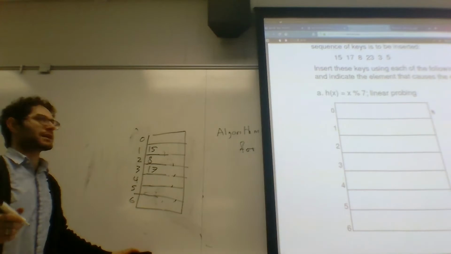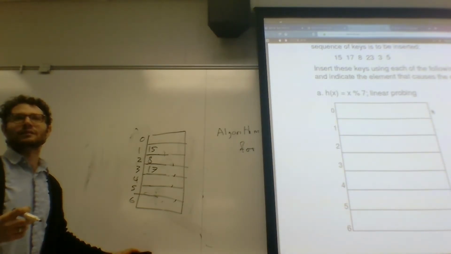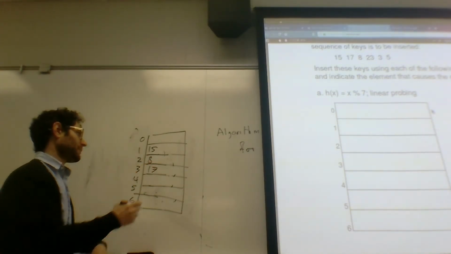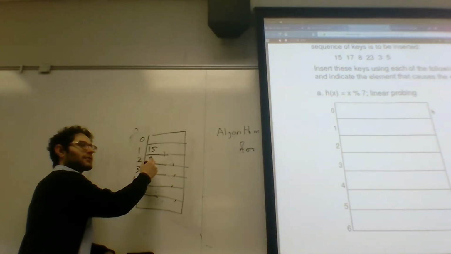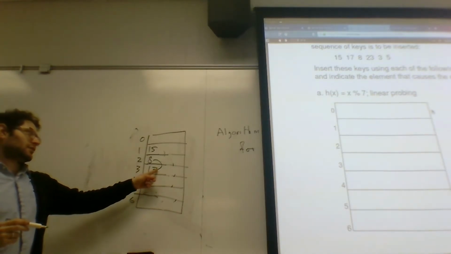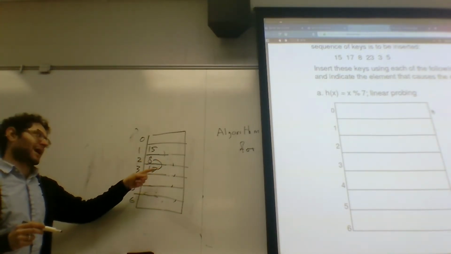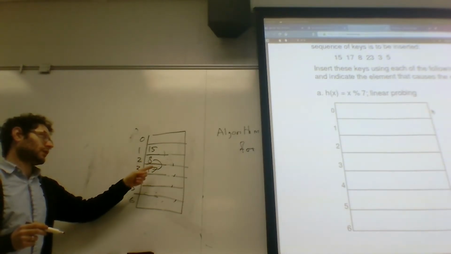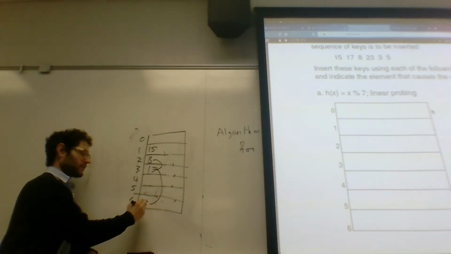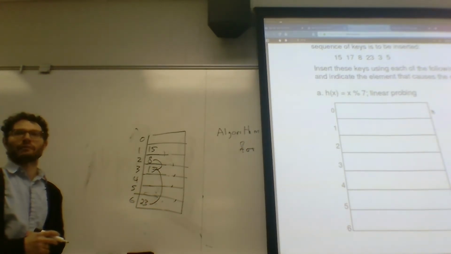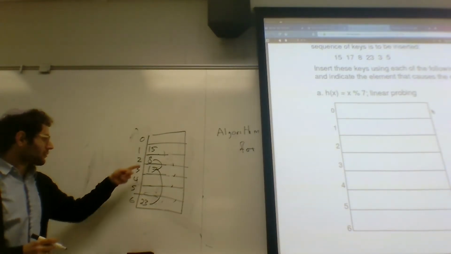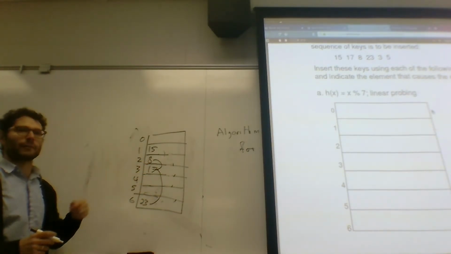Now 23 gets inserted. What's 23 mod 7? 2, right? 23 mod 7 gives us 2 again. So we want to put 23 here. We can't, so we look 1 squared away. But we can't go there. So now we look 2 squared away from our initial spot. So 1, 2, 3, 4. And that's where 23 will go now, with quadratic probing.